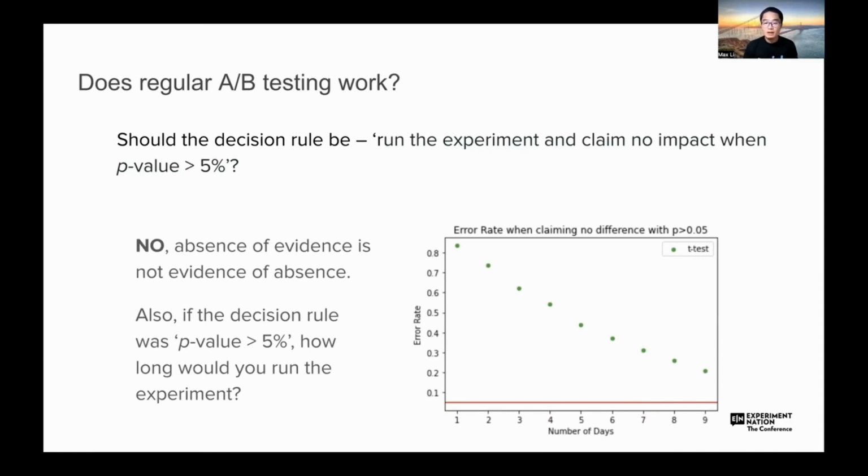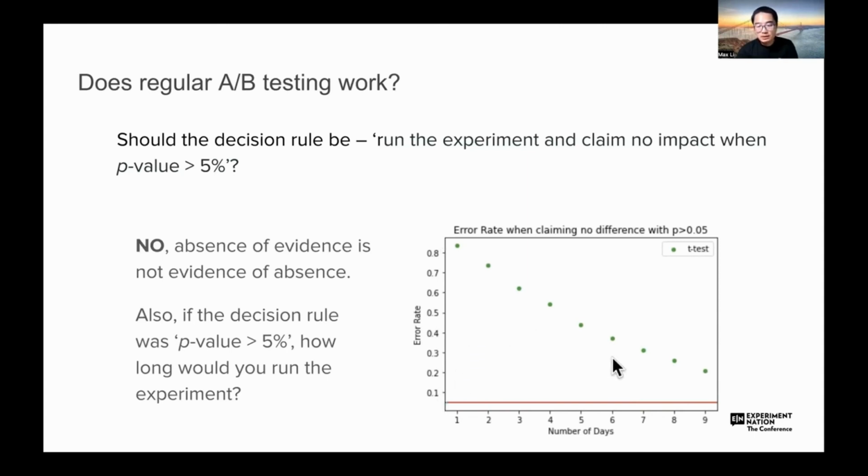Let's look at this plot. So this is from a simulation study. And because it's a simulation study, we know that the treatment is actually worse than control. The x-axis is the number of days we run the experiment. This red line indicates 5% error rate, and y-axis is error rate.